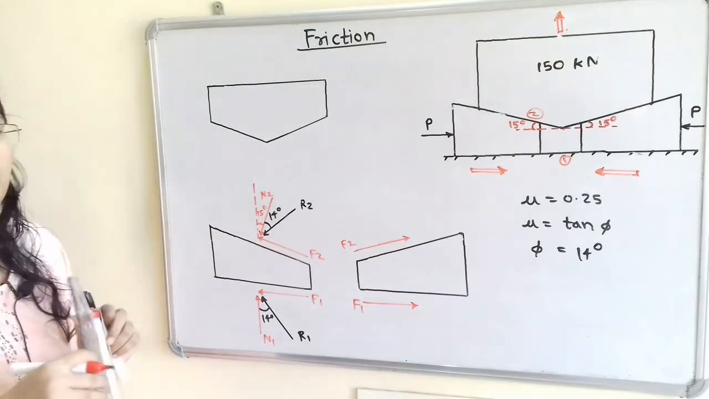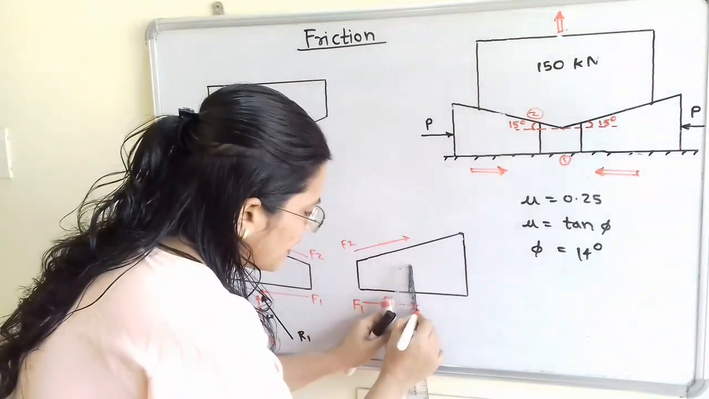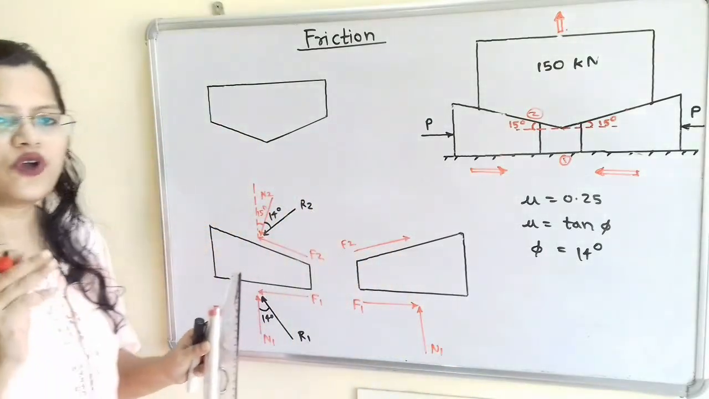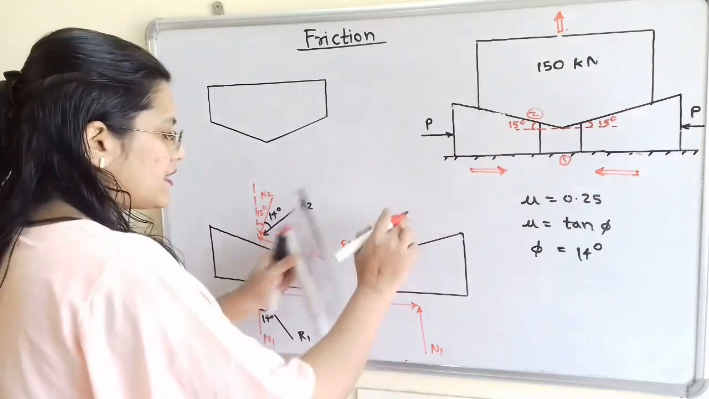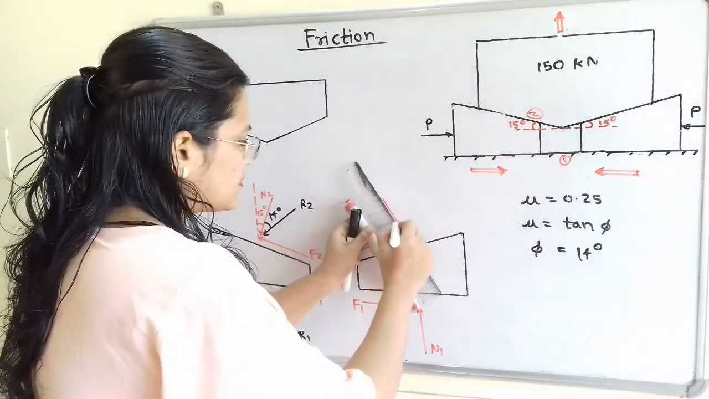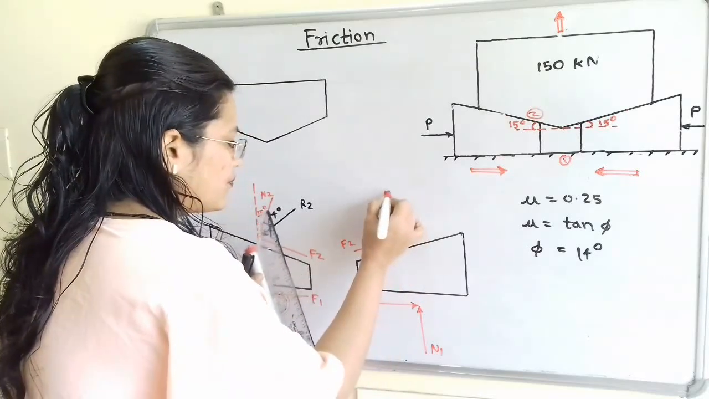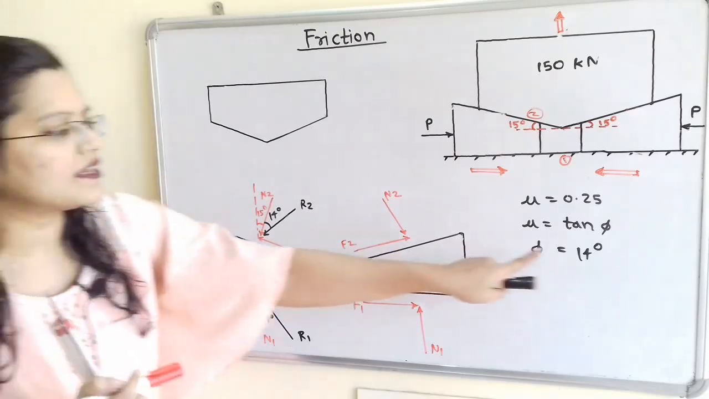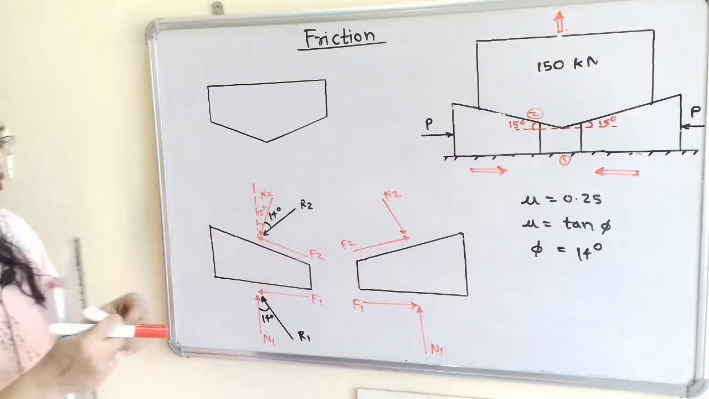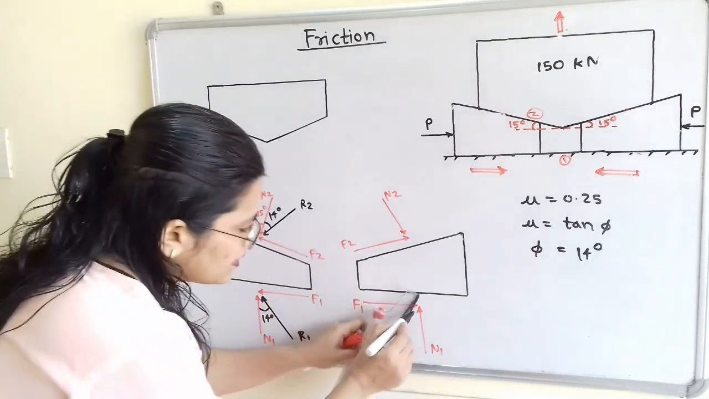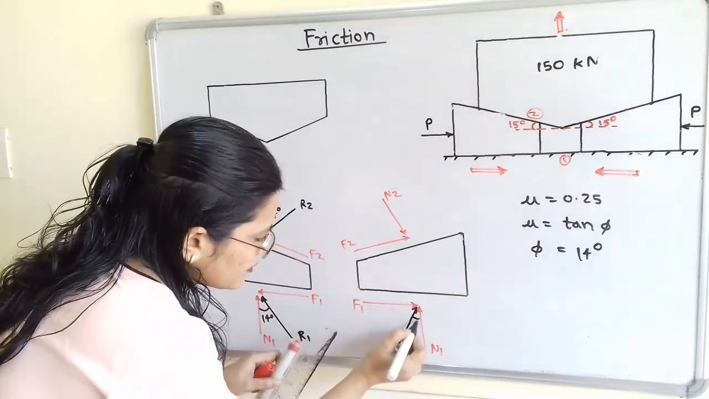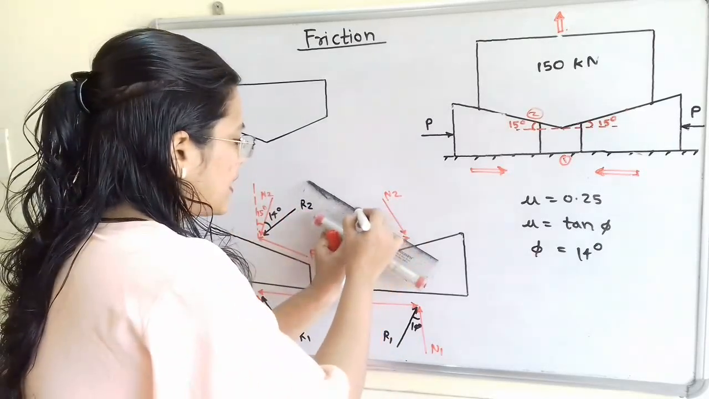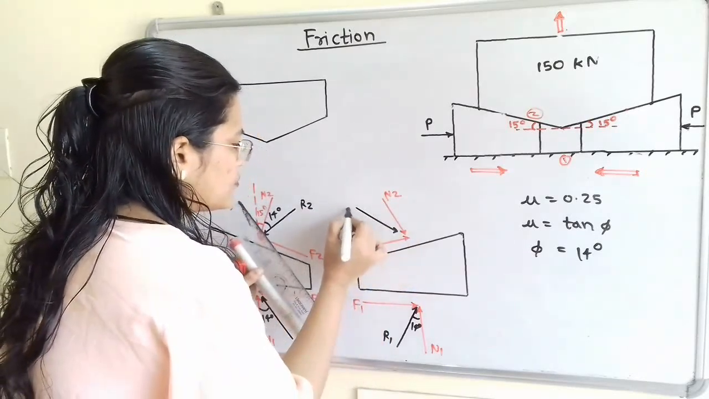Now we have to show normal reaction N1 which is in the perpendicular direction. And here we have to show the normal reaction which is in the perpendicular direction to the inclined surface. So this is N2. Now it is easy to show the resultant because the resultant makes an angle equal to 14 degrees with the normal reaction. So we will show here resultant R1. Here is 14 degrees and here is R1, and here also a 14 degree angle and here is R2.